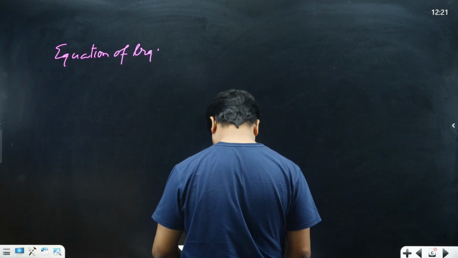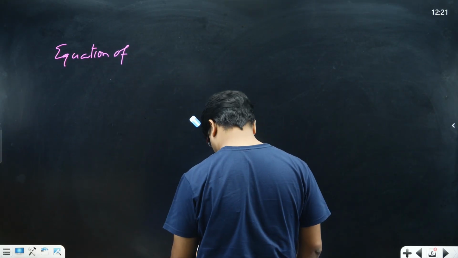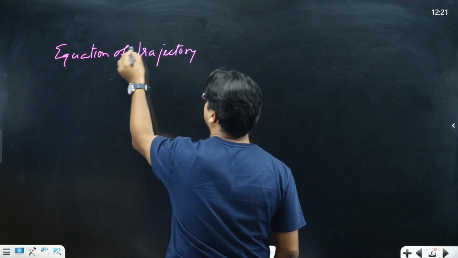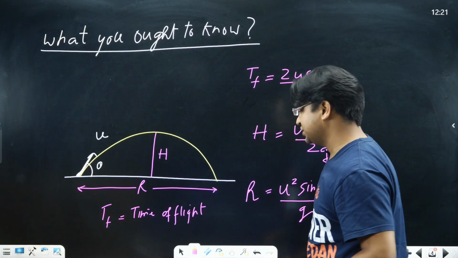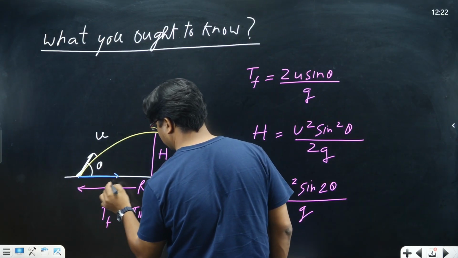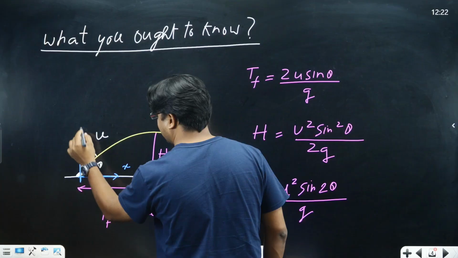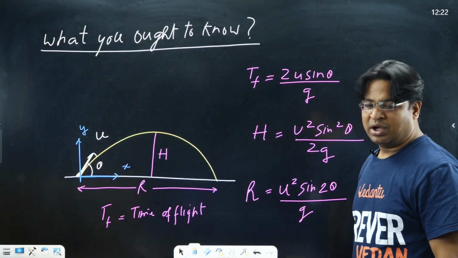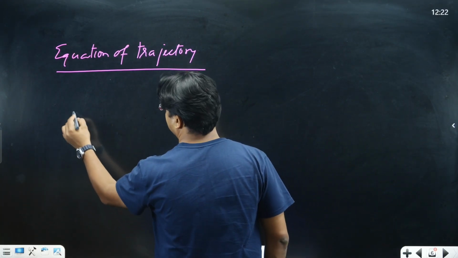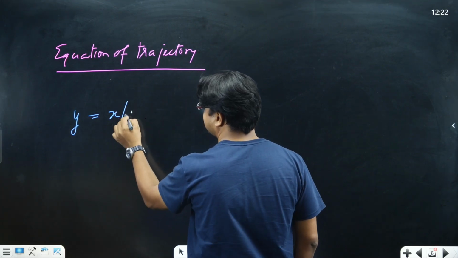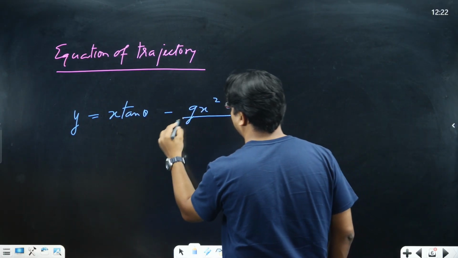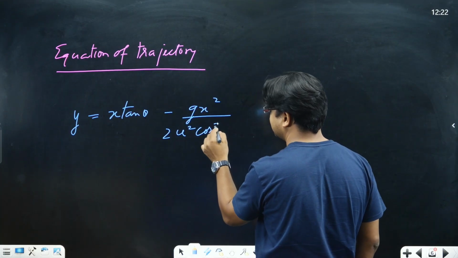The path followed by the particle, we call it the trajectory. And what is the mathematical equation of that? If we consider the point of projection as the origin, let's say this is the x-axis and this is the y-axis, then the equation of trajectory is written as y = x tan theta minus g x square upon 2 u square cos square theta.